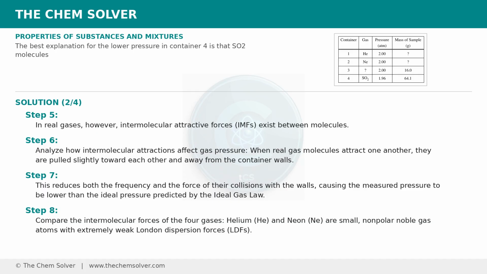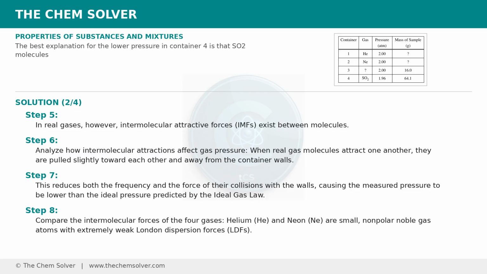Analyze how intermolecular attractions affect gas pressure. When real gas molecules attract one another, they are pulled slightly toward each other and away from the container walls. This reduces both the frequency and the force of their collisions with the walls, causing the measured pressure to be lower than the ideal pressure predicted by the ideal gas law.